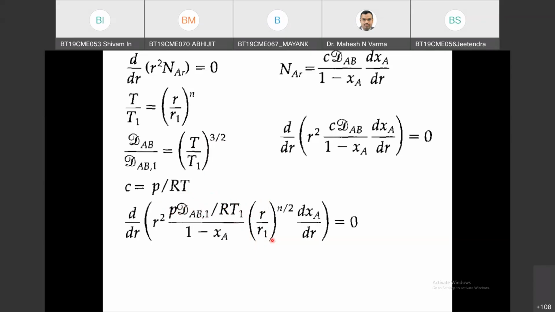Anybody getting this equation? From this equation, substitute C equals to P by RT, and T will be equals to R divided by R1 raised to N into T1. Similarly, DAB equals to T divided by T1 raised to 3 by 2 into DAB1, where T equals R divided by R1 raised to N into T1. So substitute this here and you should be able to get this equation. Anybody getting this equation?